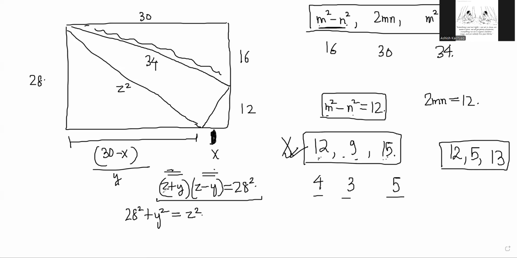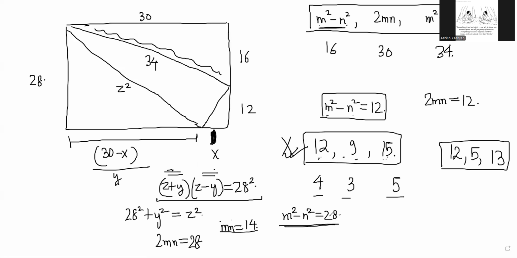If I use my characterization of 2mn is 28, I'm getting mn is 14, and 7 and 2. So 7 square minus 2 square, 45, but that is too big. So perhaps I should say that m square minus n square is 28. M square minus n square is 28.